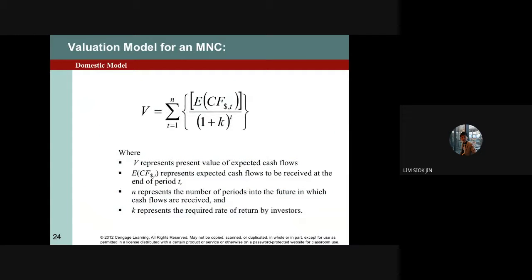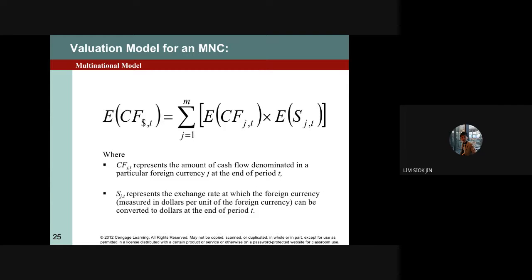All right, so the valuation model is very straightforward. Cash flow divided by 1 plus K, where K is the cost of capital or required rate of return. This is the standard discounted cash flow model. Nothing difficult. But a multinational cash flow model is a bit difficult because you need to find the expected cash flow. In order to find the cash flow, you need to find out what countries they operate in, and you need to multiply by their exchange rate.